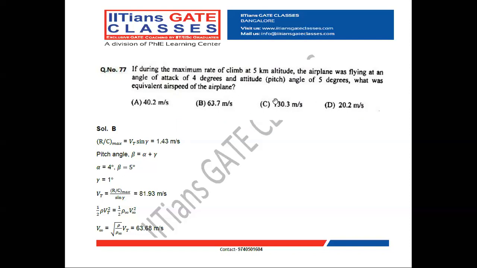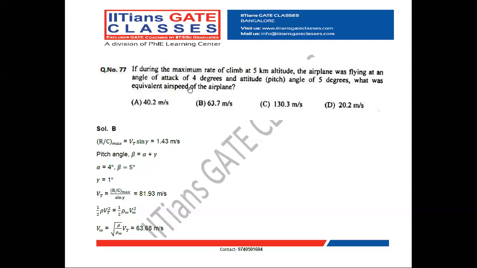First of all, we have to know what is attitude angle. Attitude angle is nothing but pitch angle. Pitch angle equal to alpha plus gamma, that is angle of attack plus climb angle. From this we can obtain the climb angle as 1 degree, because pitch angle is given as 5 degree. Angle of attack is also given as 4 degree. From that, climb angle can be obtained as 1 degree.